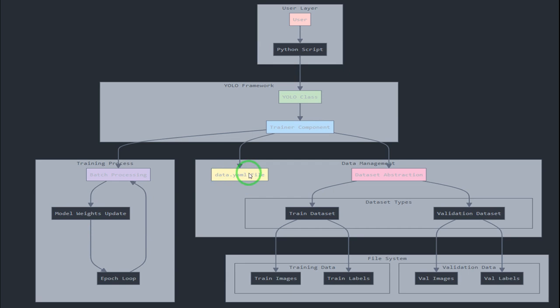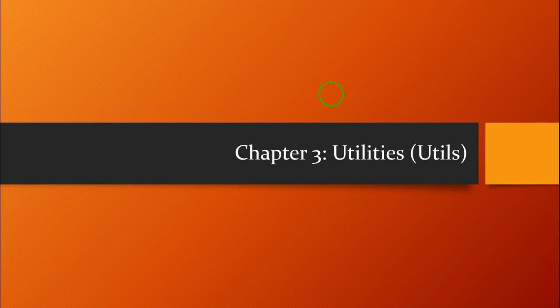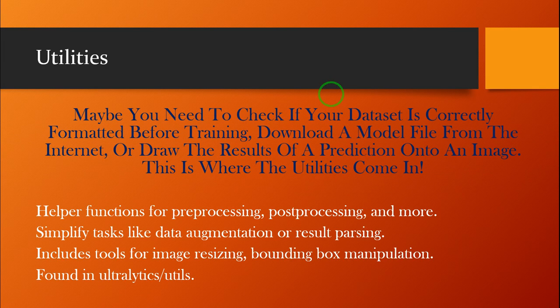And now imagine you are working with your model and dataset, and you need to perform various helpful tasks that are not part of the core train or predict process. So for example, maybe you need to check if your dataset is correctly formatted before training or not, or download a model file from the internet, or draw the results of the prediction onto an image. So this is where the utilities come in. What are these utilities?